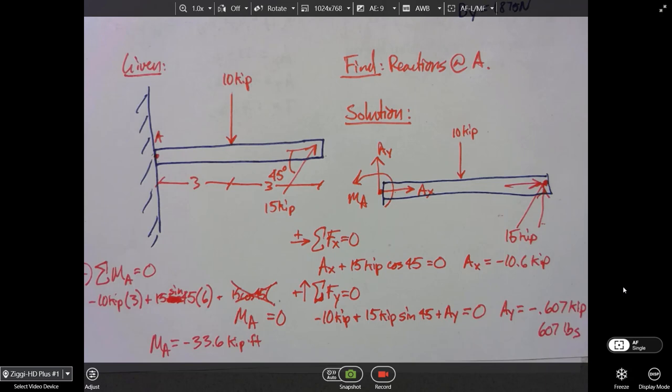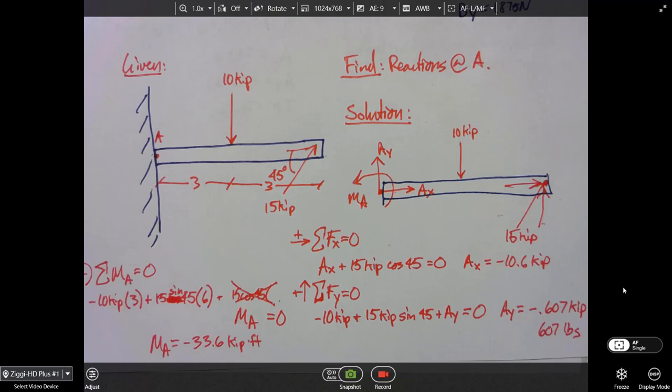Yeah. Plus we need the moment at A, right? And then that equals 0. So we have to remember that we have this couple moment reaction that we don't know, and that's what we're solving for. So negative 30 kip plus 60, so that's plus 30 kip feet-ish, plus MA equals 0. So it looks like MA is equal to about negative 30? Yeah, negative 33.6 kip feet. And again, that just means that it's actually going in the opposite direction.